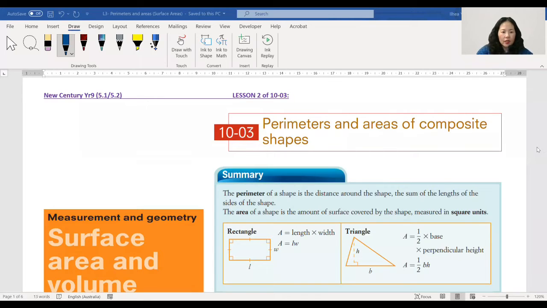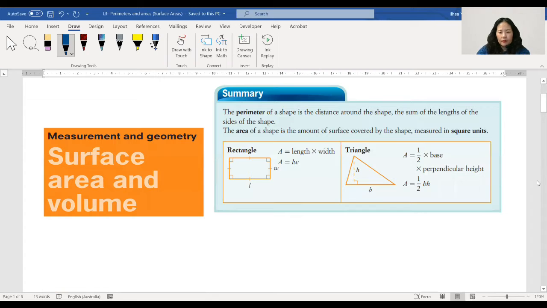Okay, we're going to do the second lesson on primitives and areas of composite shapes. Remember, composite shapes are the ones that don't have a particular name, but are two or three shapes combined together. Okay, the summary. We've done this last lesson, so I'm not going to go into too much. If you need to, please go and have a look at the last lesson's video.